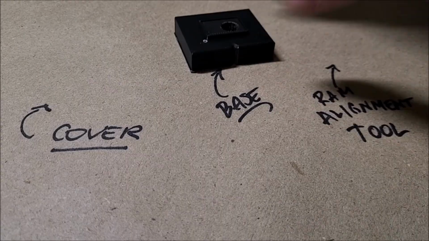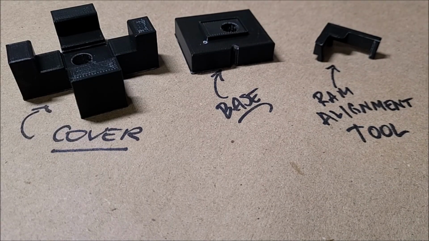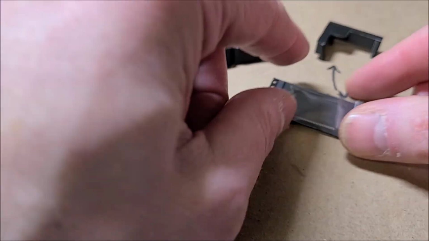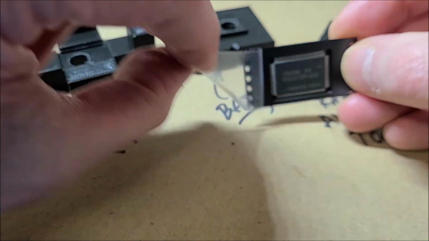There are three tools that can be 3D printed as a result of this research: the base and the cover to modify the pins, and a RAM alignment tool to aid positioning the modified pin on the motherboard. Let's go through how to use them.